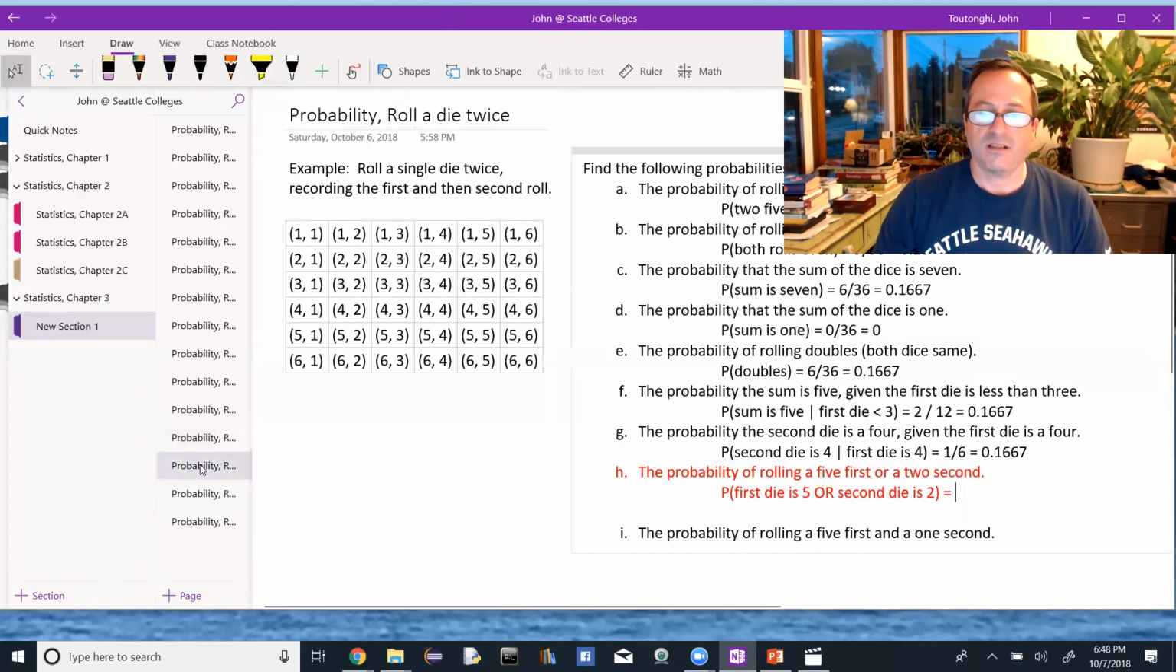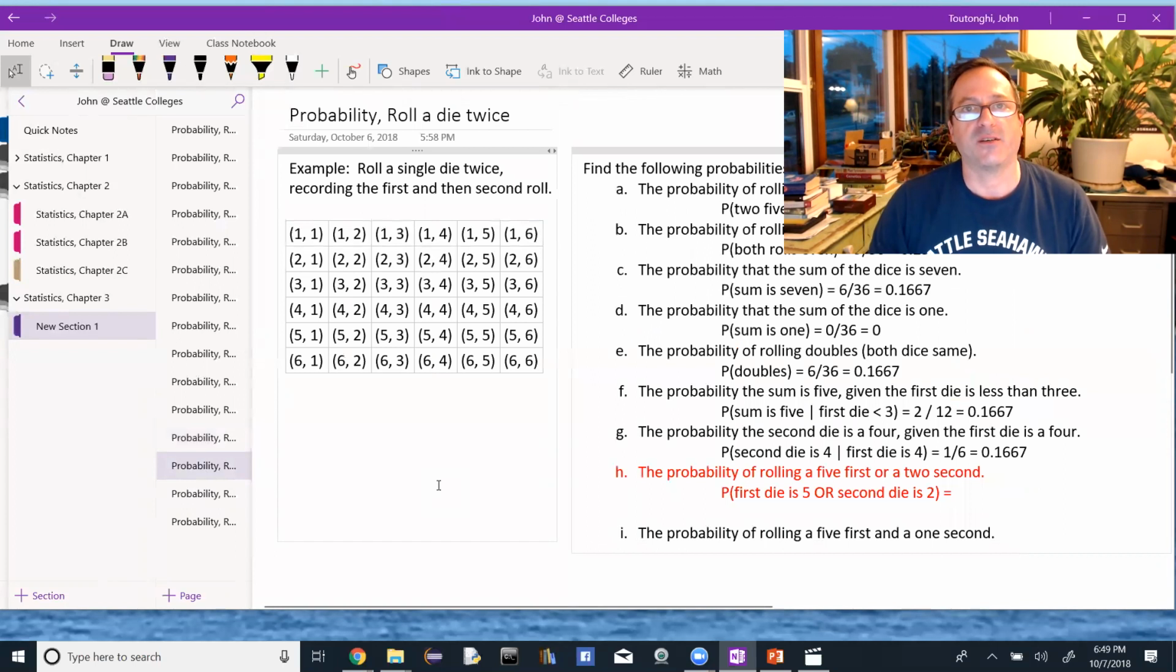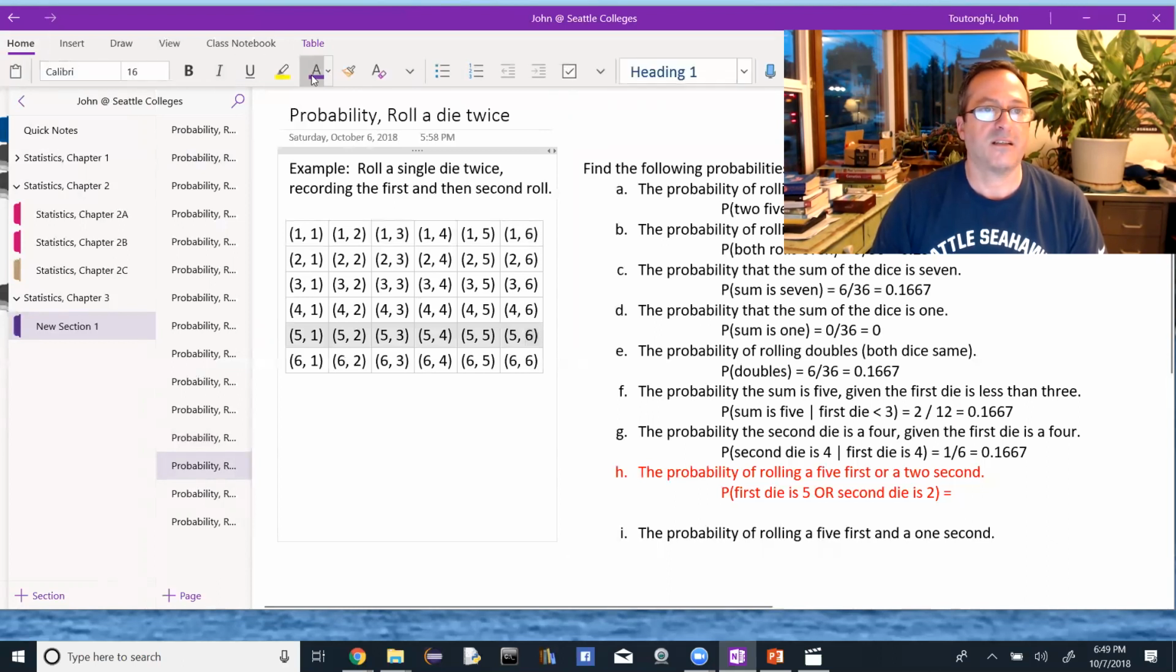Okay, two more problems. The first one involves the word or: probability of rolling a 5 first or a 2 second. Again, both parts H and I could use the formulas that they talk about for and or in the book, but once we have the sample space, it's usually better just to figure out how many have a first die of 5 or a second die of 2. And you don't have to count the things twice. So what I'm going to do is first highlight all the ones where the first die is a 5. And there are 6 of them right there. And then I'm going to highlight all of the ones where the second die is a 2, and that's this column here.